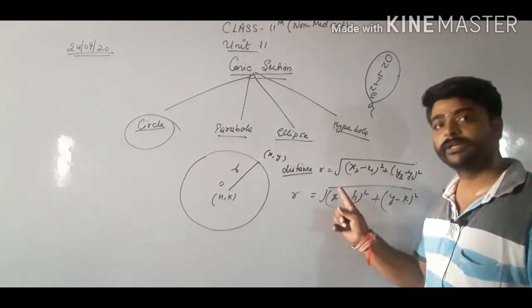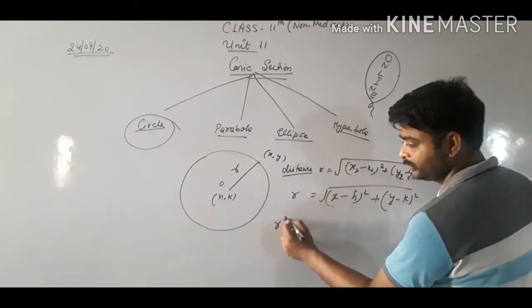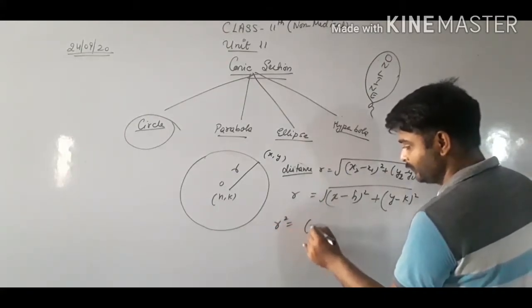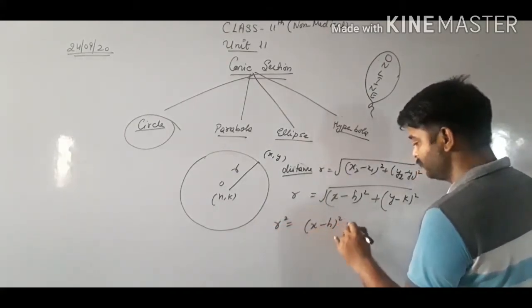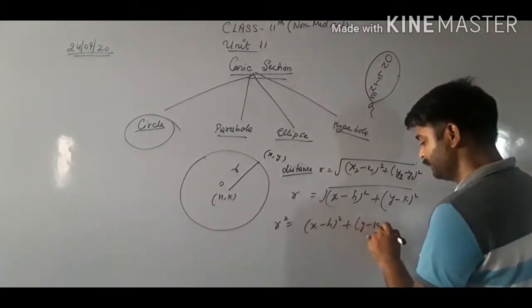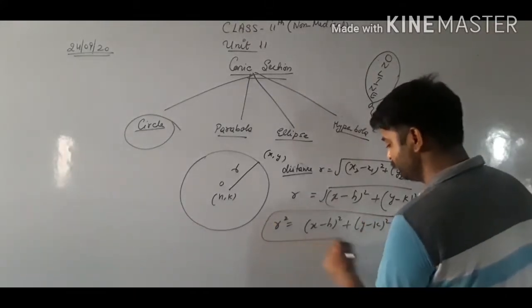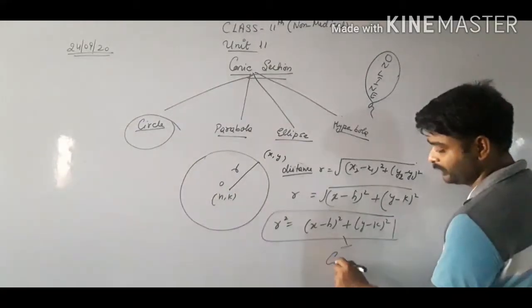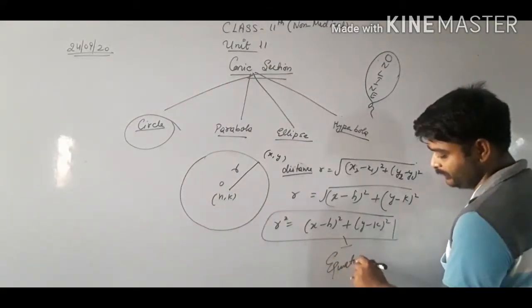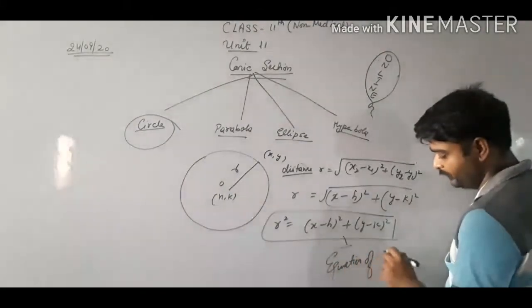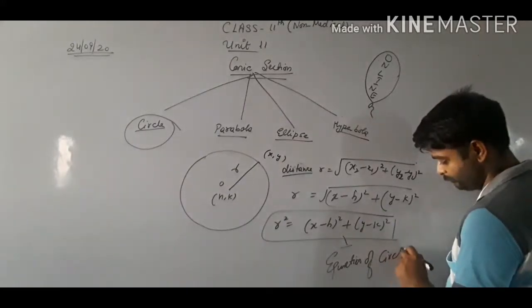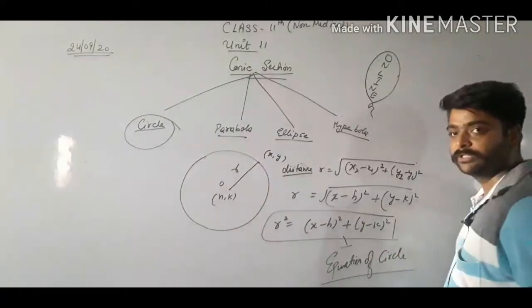If you remove this square, the value will come in the square, that is x minus h whole square plus y minus k whole square. So this is the equation of a circle. Any doubt till here class?